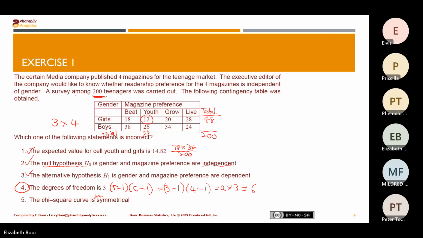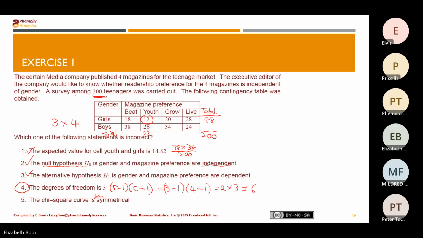Sorry, Lizzie. Yes. I wasn't here for the last, I think, 5 minutes. I've got issues with my network. You got four columns. Yes, it's Beat, Youth, Grow, and Life. And the rows? Boys and girls.